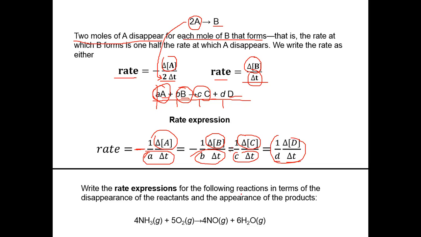Now let's look at this one and try to write the rate expression for this equation, okay? We have 4 moles of ammonia reacting with 5 moles of oxygen. We make 4 moles of nitric oxide plus 6 moles of water. Can you think about the rate expression for this equation?